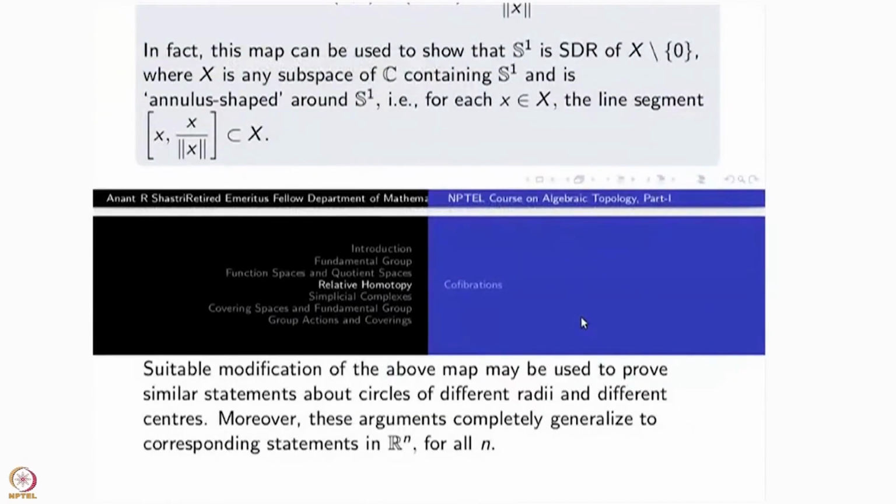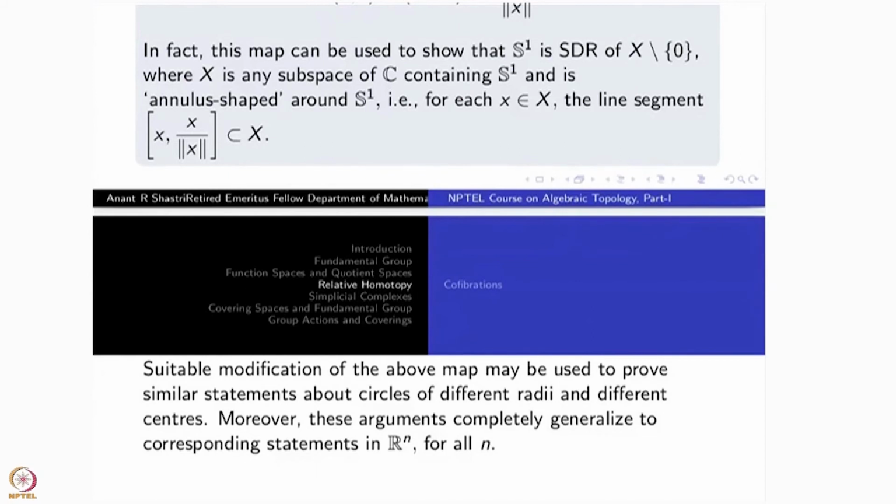Not only that, what you can do is, you can take a disk, you can take a sphere centered at any other point. Then you have to just translate the whole thing. You choose your coordinates as if the center of that sphere is 0. That's all. The same arguments will work.